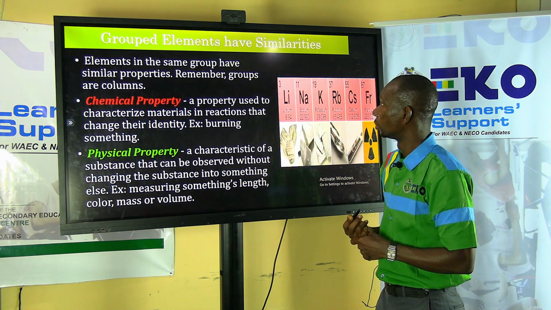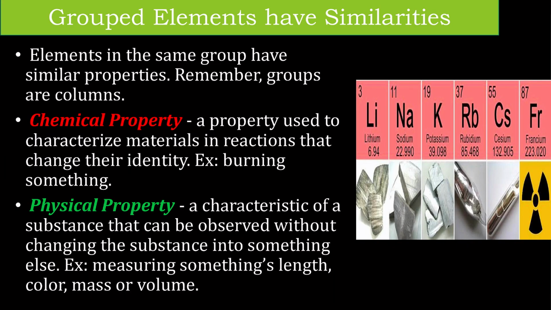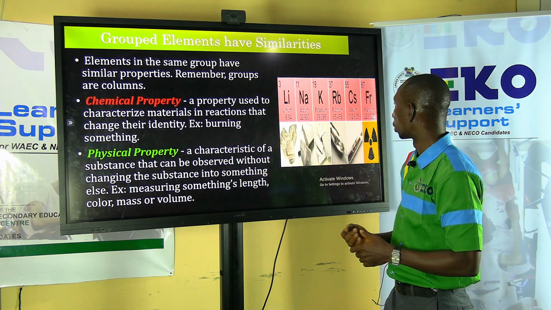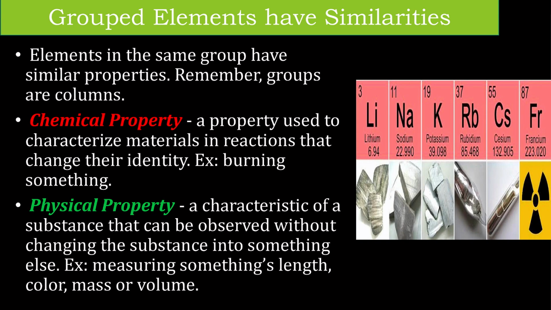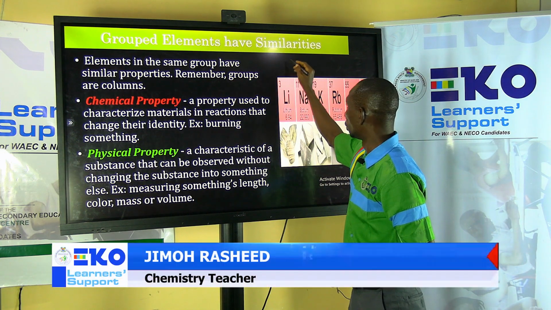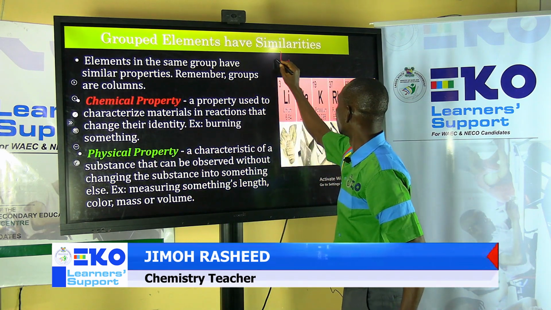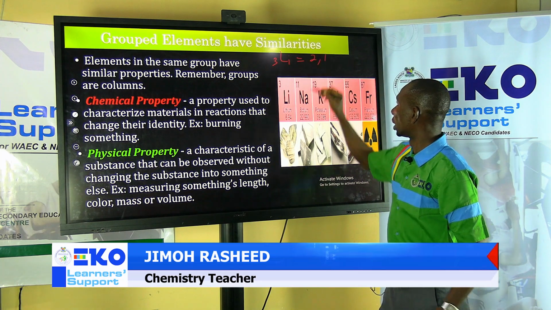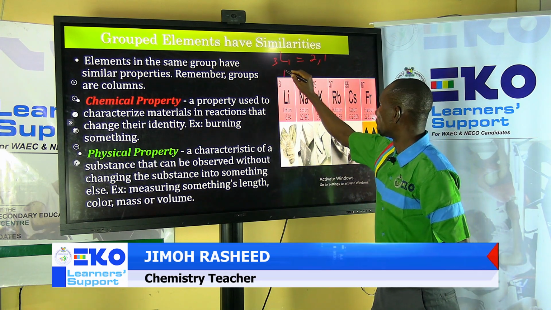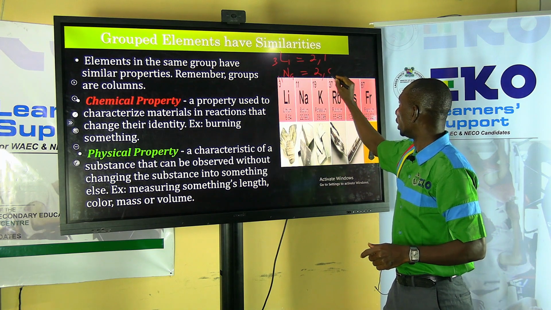Okay, so chemical properties. Now, when elements belong to the same group, they have the same chemical properties. If you look at group 1, where we have the likes of lithium, sodium, potassium, rubidium, calcium, and francium. If you share, for example, the electrons of lithium, you will see that lithium has 3 electrons. When you share that, that is 2, 1. If you do the same for sodium with atomic number 11, that will give you 2, 8, 1.